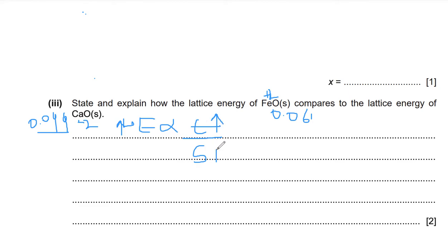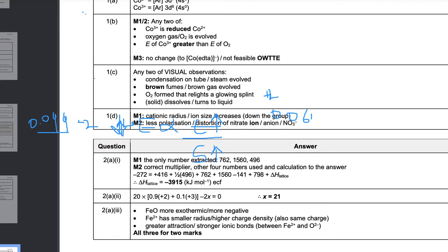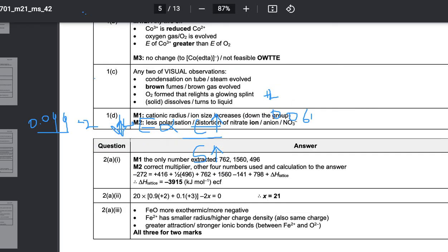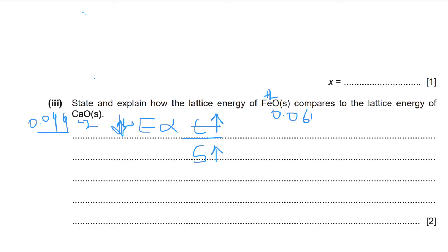So size of calcium is bigger, so the lattice energy for calcium would be lower. So it would be the opposite, basically. So greater attraction and stronger ionic bonds for FeO. Okay. Now let's move on to the next question. I hope you're understanding it.